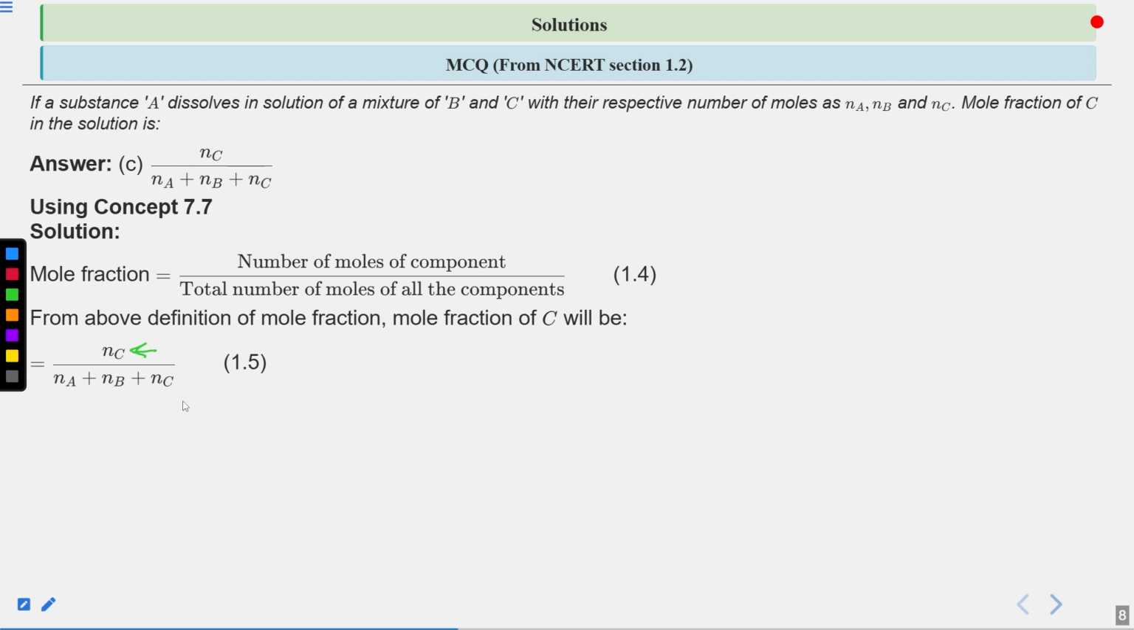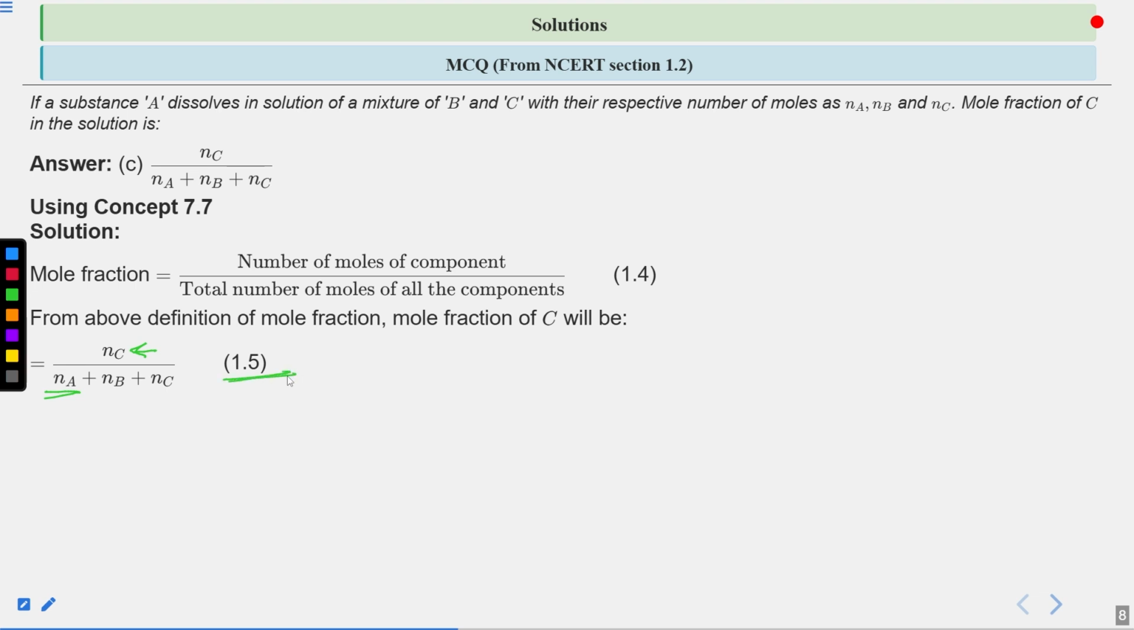In the question it is initially given that we are adding substance A into a mixture in which B and C are already present, and you have to tell the mole fraction of C in the mixture. So it is simply the number of moles of component C, Nc, divided by the total number of moles of all the components present in our solution. After mixing A into the mixture, the total number of moles will be Na plus Nb plus Nc. We have to add the number of moles of A also, right? So this will be the equation for the mole fraction.